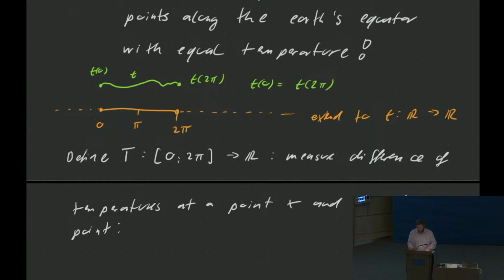Right, so how do we need to define this? Well, let's say we define this as T of X is, well, the temperature at X, that's small t of X, minus the temperature at the antipodal point, and that antipodal point is X plus half a rotation, and that's pi. And of course, as we extended the temperature function to the whole real line, we don't need to take care of any wrapping around or stuff like that.